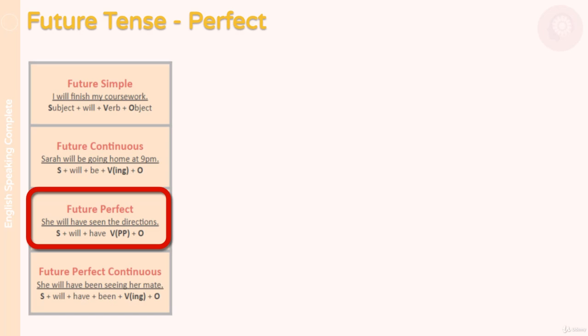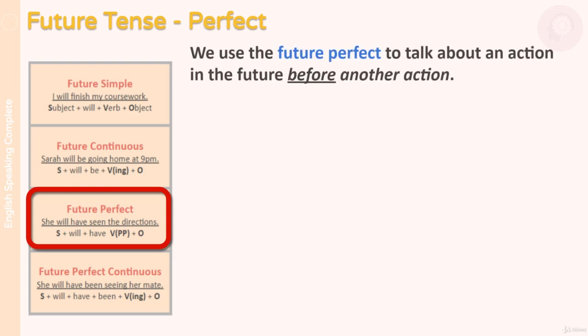Here's an example. She will have seen the directions. So this is obviously an event I'm talking about, almost predicting in the future. So we use the future perfect to talk about an action in the future that happens before another action. In this example, she will have seen the directions.